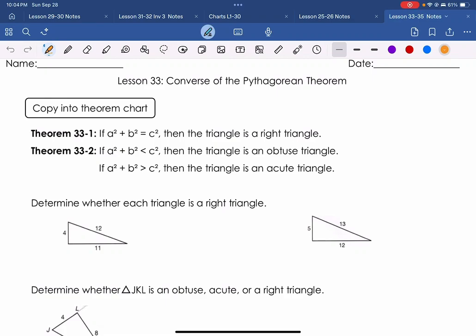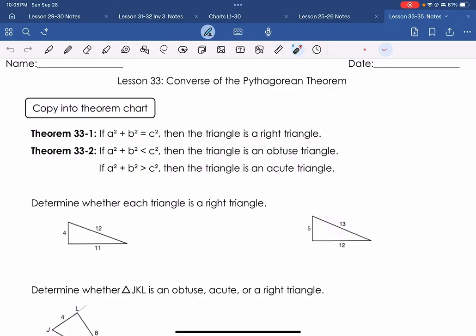Okay, lesson 33, converse of the Pythagorean theorem. Now remember, converse means the opposite, right? So we know by now that the Pythagorean theorem is used for right triangles, and it says that a squared plus b squared equals c squared. So if this works out this way, then we know it's a right triangle.